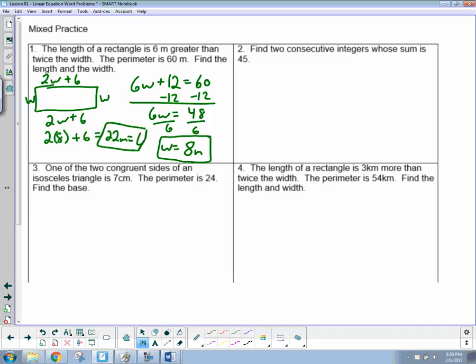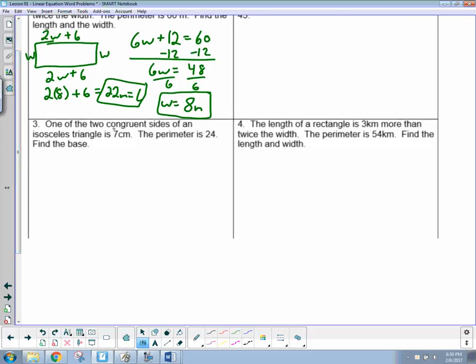Number 3. One of 2 congruent sides of an isosceles triangle is 7. The perimeter is 27. Find the base. Guys, isosceles triangles, remember, 2 legs are congruent. It says both of them are 7. I don't know what this side is, so I'm going to put an x. I do know all this equals 27. So just like we've been doing, count your x's. 1. Count your numbers. 7 plus 7 is 14. And then solve for that x. And we get x equals 10. In this case, centimeters. Okay?